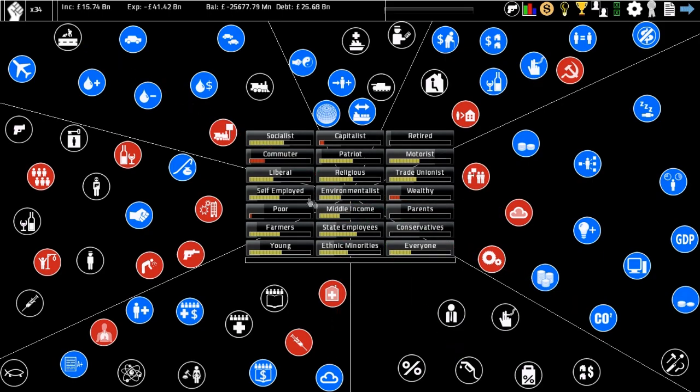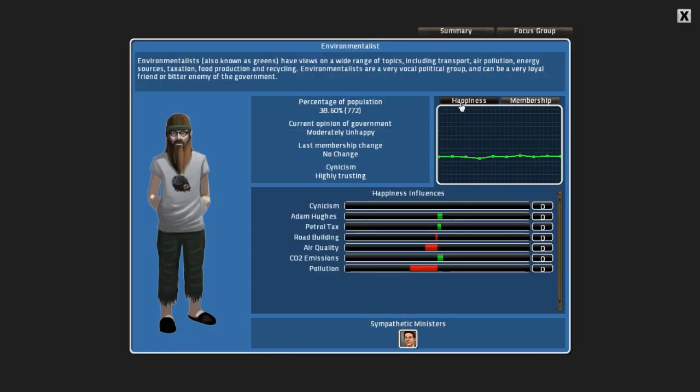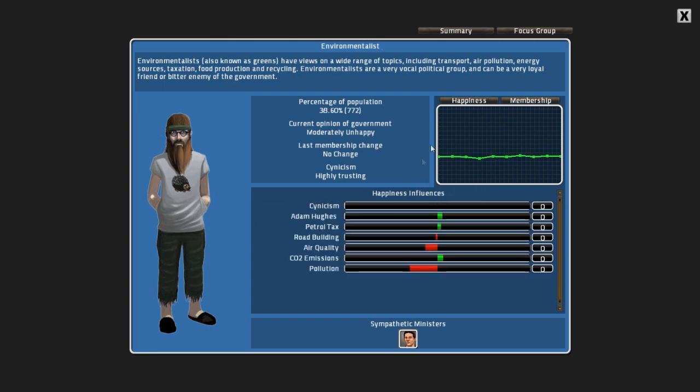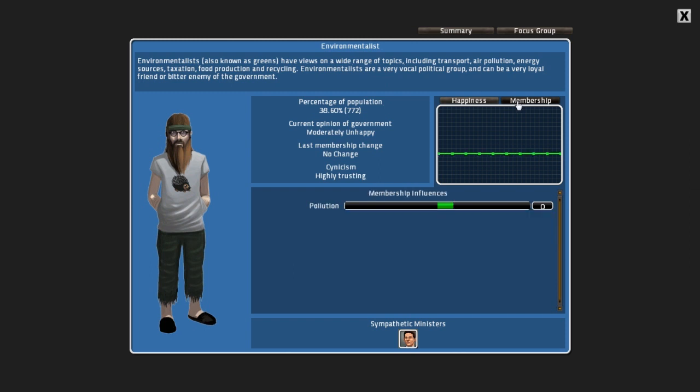Let's see if I can pick out another one that's got more changes. It doesn't matter. Anyway, here's environmentalists, and this is what's making them happy or sad. They're fairly sad at the moment because of pollution. And this membership stuff, this is what's actually driving membership. So here, the petrol tax, they're fairly pleased about that, but the existence of the petrol tax is not causing people to become environmentalists. In fact, maybe it should have a negative effect. So the only thing that's actually increasing the number of environmentalists at the moment is the level of pollution.